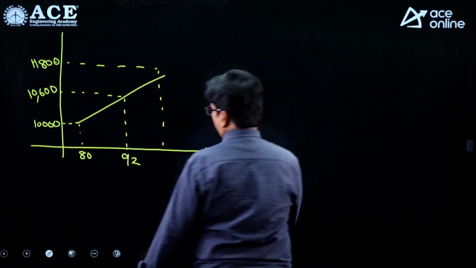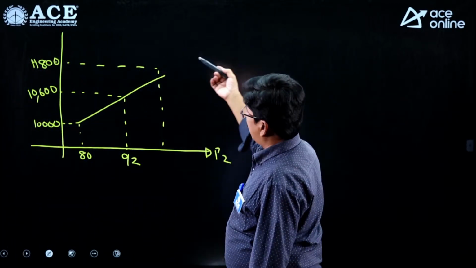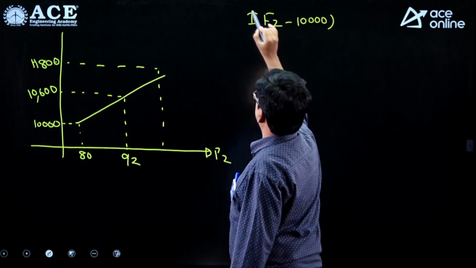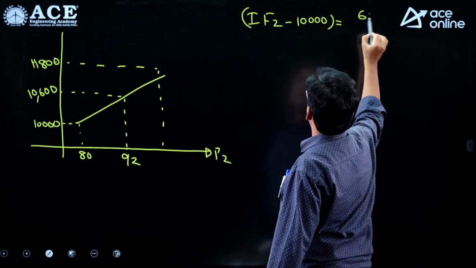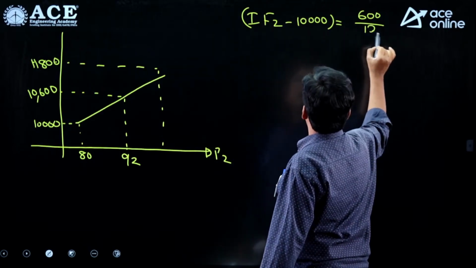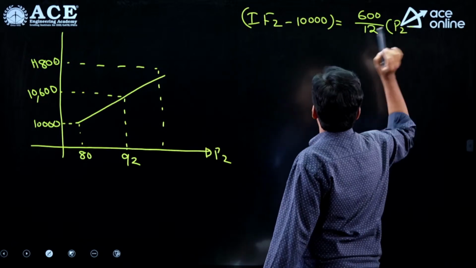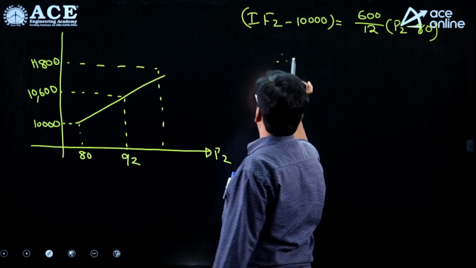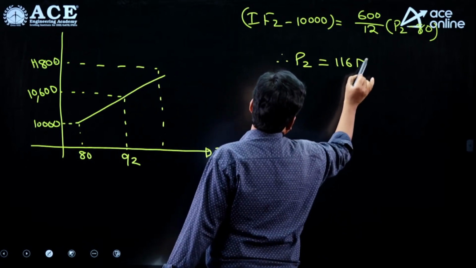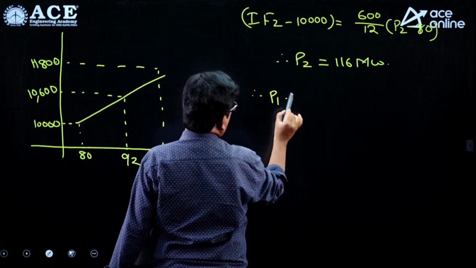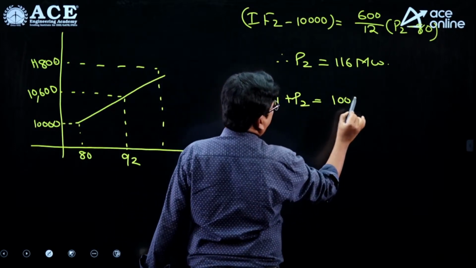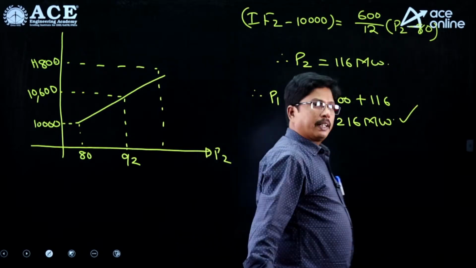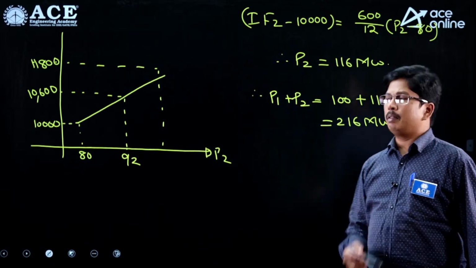Right? So if you do this calculation again, IF2 minus 10,000 is equivalent to 600 divided by 12 into P2 minus 80. So if you calculate, you will get the P2 value as 116 megawatt. So the overall load P1 plus P2 is equivalent to 100 plus 116, which is 216 megawatt. That is the answer. Right? So very simple question. If you are able to write the line equation, that will be very easy.